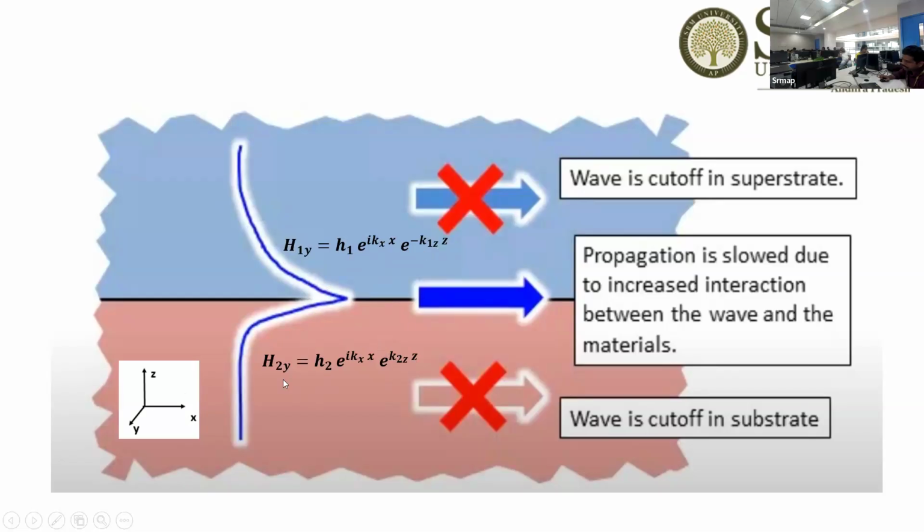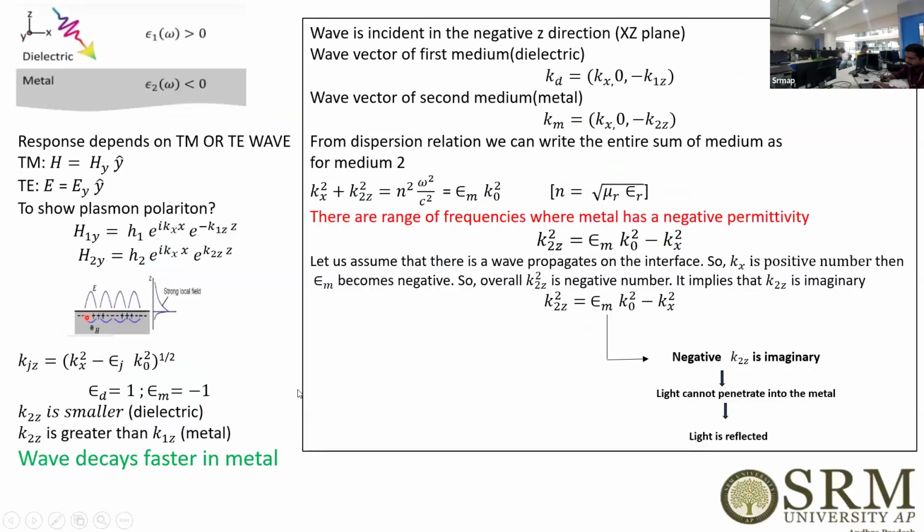Here it is minus of minus, because this is the metal. Metal has negative permittivity and dielectric has positive permittivity. So minus into minus gives positive here, and we can represent it like this. This is some mathematical analysis of what is happening on the interface and how the wave is propagating.